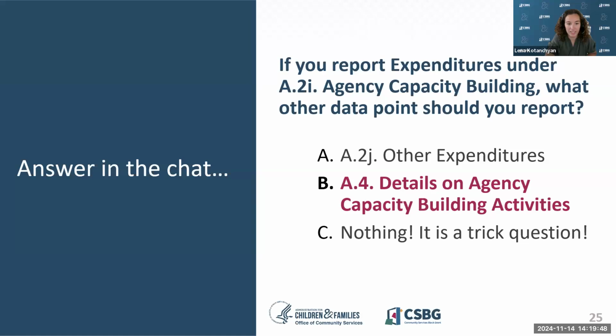I see some answers coming in and they all are correct. So I think we can reveal. The correct answer is option B. If you report expenditures in agency capacity building, you need to report 8.4, which provides details on those activities.